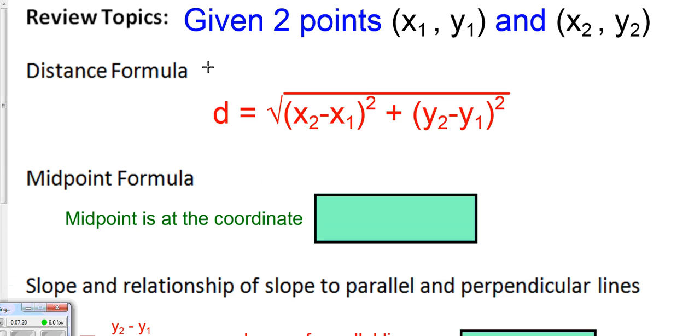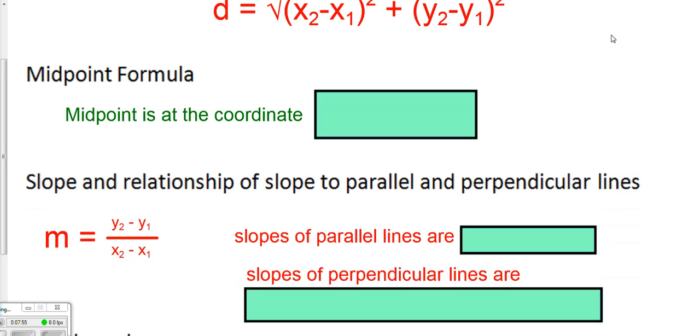Now let's go over a couple review topics here. If we have 2 different points, so one with an x and a y value and a second point with an x and a y value, the distance formula, the distance between these 2 points, is given by this formula here. D equals the square root of x2 minus x1, all of that squared, plus y2 minus y1, all of that squared. After you add these 2 up, you take the square root of the whole thing, and that would give you the distance between these 2 points.